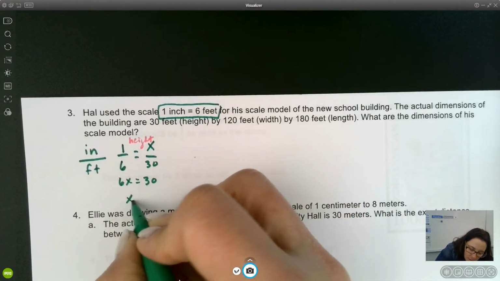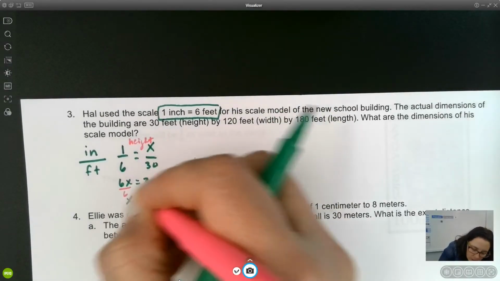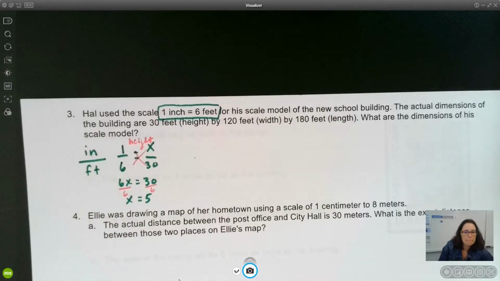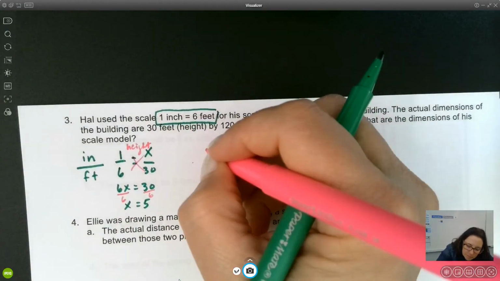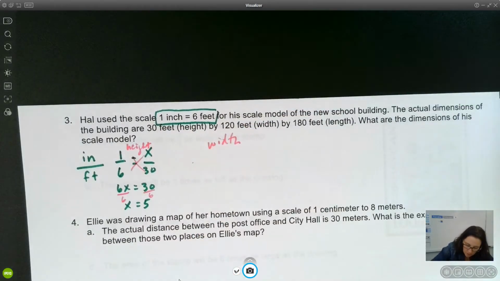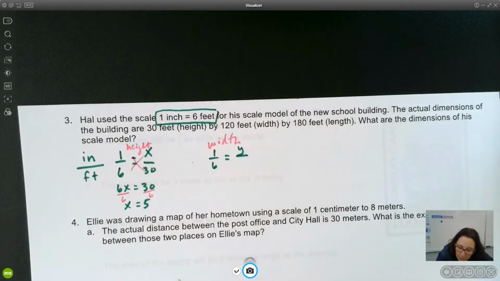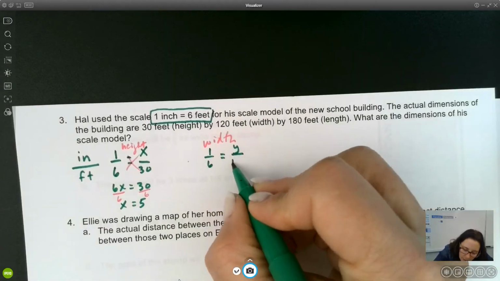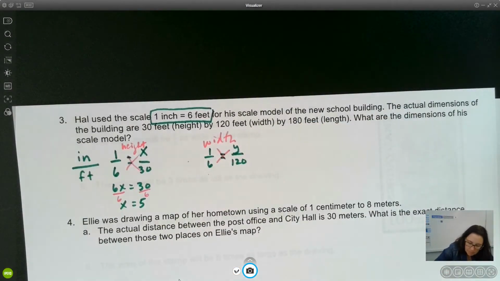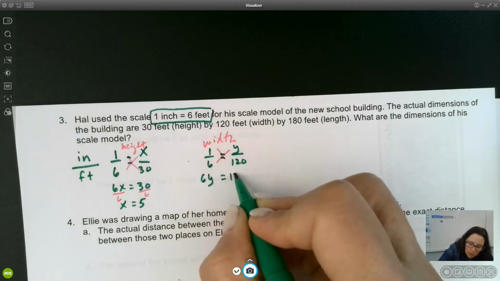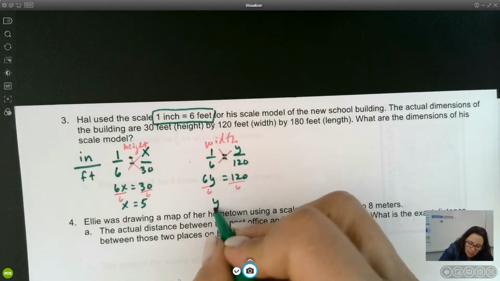And if I divide by 6, I'm just kind of tight on space. So I can probably tuck that in there. Divide by 6, and I cross multiply. Okay, so that's the height. All right, the width. The width is going to be the same 1 over 6, but this time I'm going to put a y in there, and I'm going to put 120 down here. All right, so I've got 6y equal 120, divide by 6, and I end up with y equal 20.